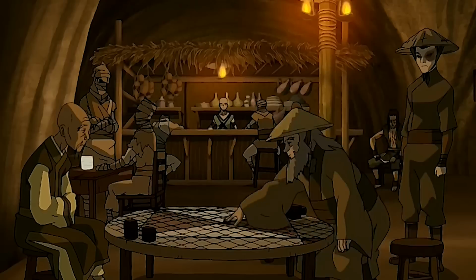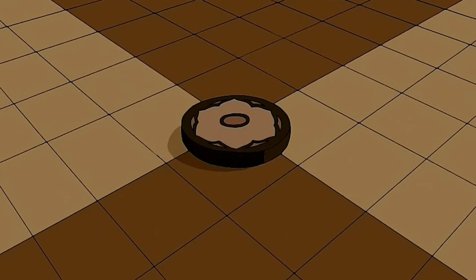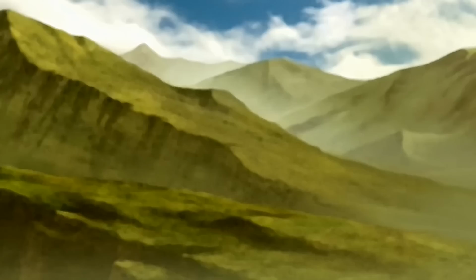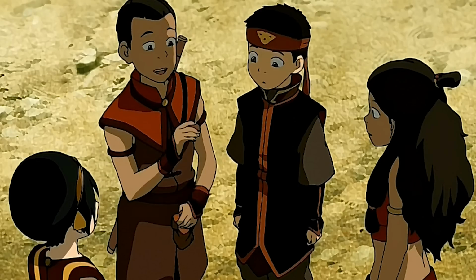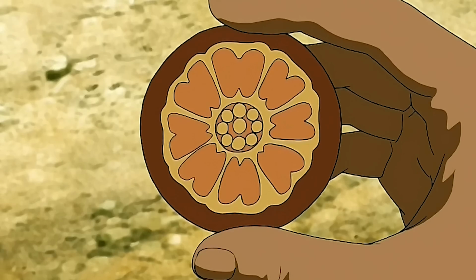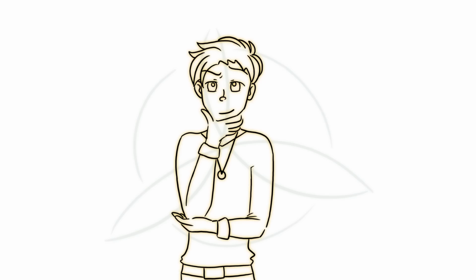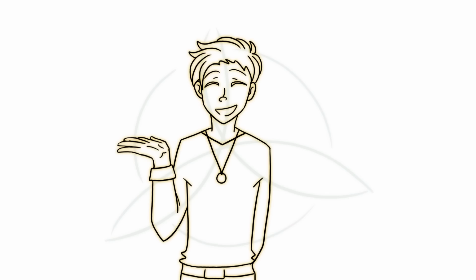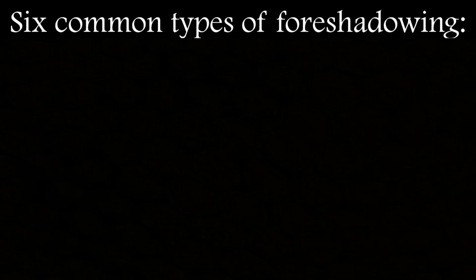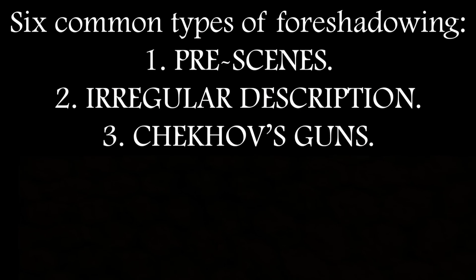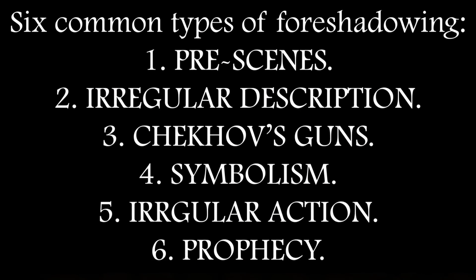But foreshadowing isn't just an interesting creative detail readers can look back on. It can help a writer structure their story, set the tone, and have more satisfying payoffs for the reader, all of which we'll be getting to later on. First, we should go through the different ways that you can foreshadow. As always, spoilers. There are any number of ways to foreshadow, but we'll be focusing on 6 extremely common ones. The pre-scene, irregular description, Chekhov's gun, symbolism, irregular action, and prophecy.